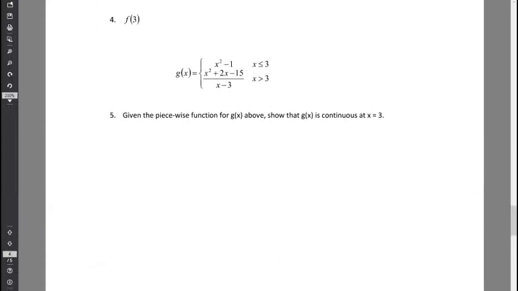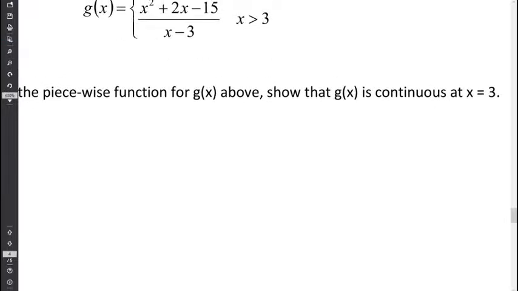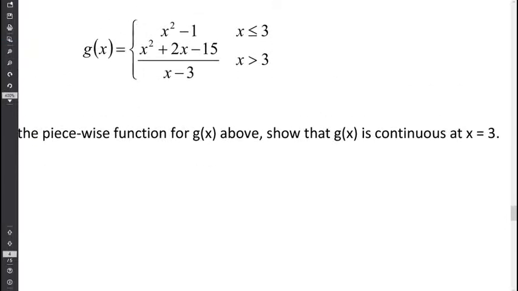Let's do this one. Show that this function is continuous at 3. And are we good on the graphs? If I gave you a graph and asked for the limit from the left, limit from the right. Okay, so I won't bother doing one that has that.